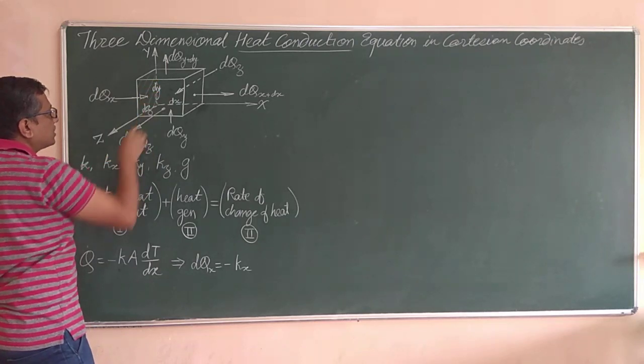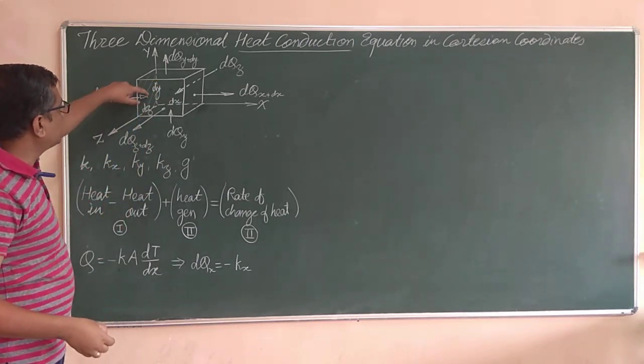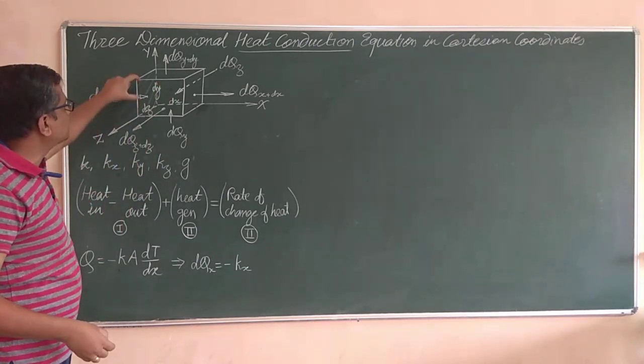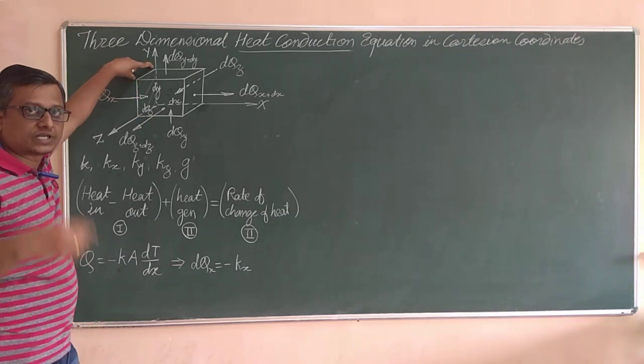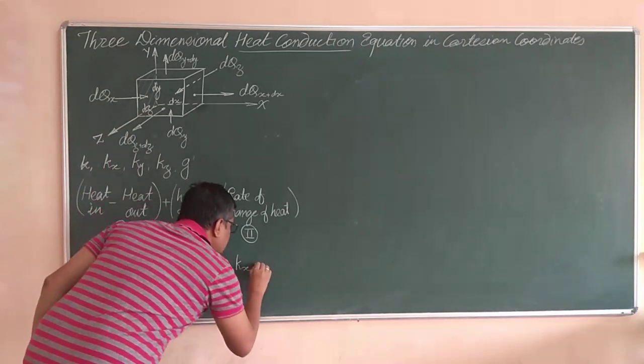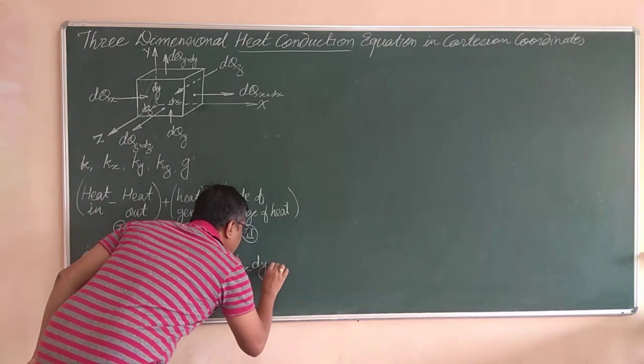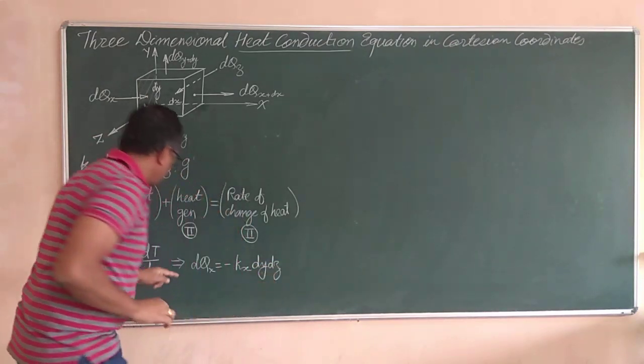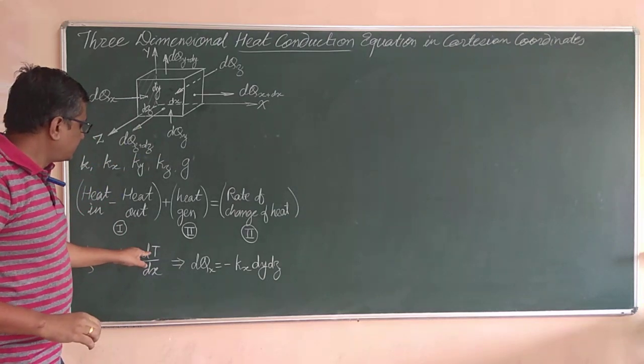I would like to highlight this area over here, which is dy into dz, since this surface is nothing but a rectangle, and the area of this rectangle is dy into dz. So this A is nothing but dy dz, and this is dT by dx.